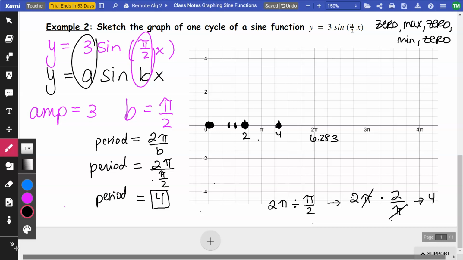And an amplitude of 3, so we're going to go up to 3. And there's the first part of our curve. And then halfway between 2 and 4 is 3. And then we're going to go down to -3, since our amplitude is 3. And there we go. And we have successfully created one cycle of this sine curve, y equals 3 times the sine of pi over 2x.